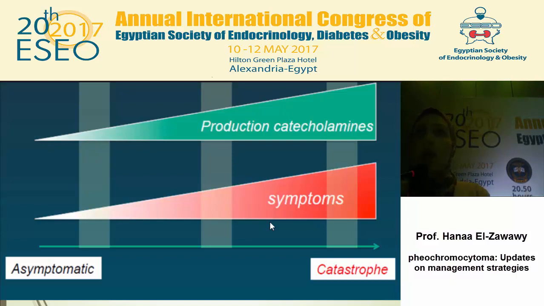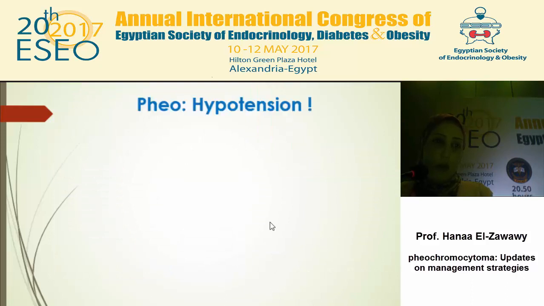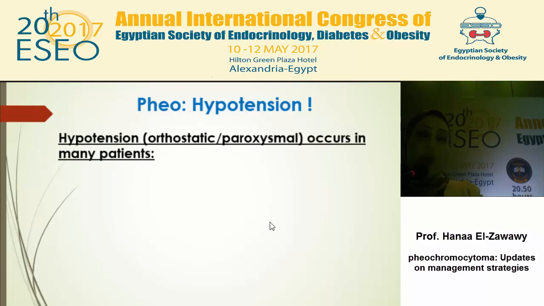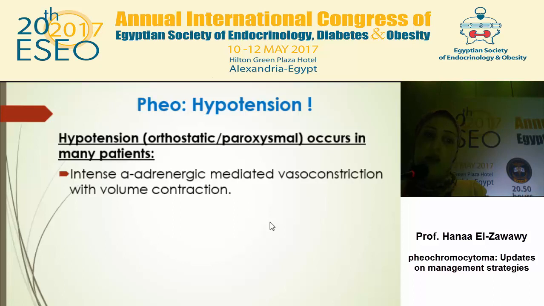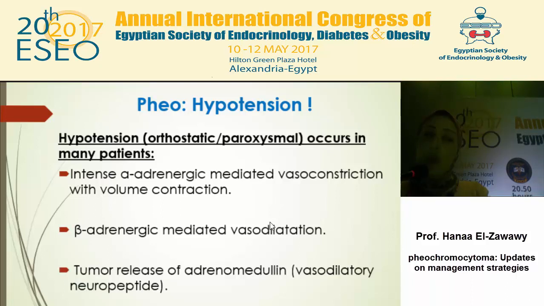Clinical presentation of pheochromocytoma varies considerably from being asymptomatic up to catastrophic disease. The classical clinical picture is that of episodic hypertension, palpitation, sweating, headache, and anxiety. Can pheochromocytoma cause hypotension? Actually, hypotension occurs in many patients with pheochromocytoma. This is due to intense alpha-adrenergic-mediated vasoconstriction with volume contraction, or beta-adrenergic-mediated vasodilation, or maybe due to tumor release of adrenomedullin.